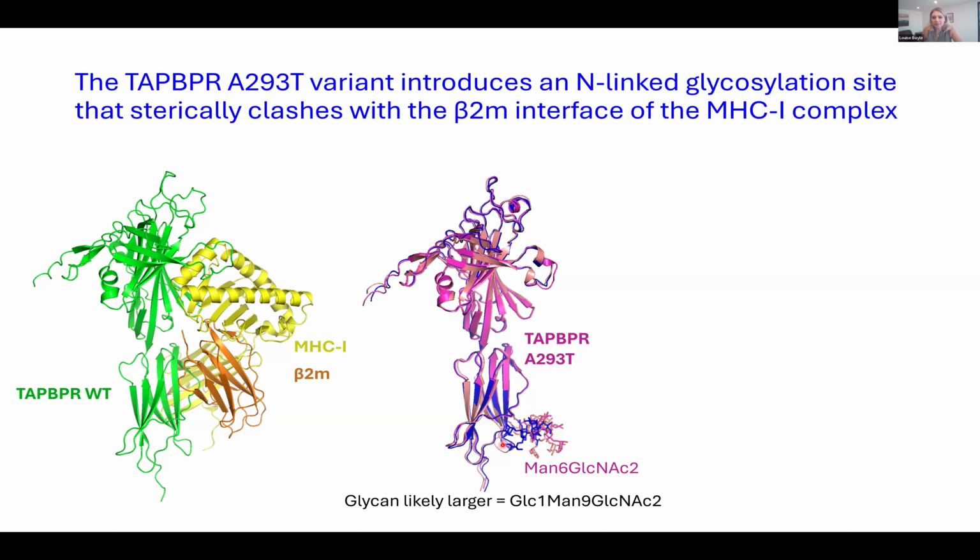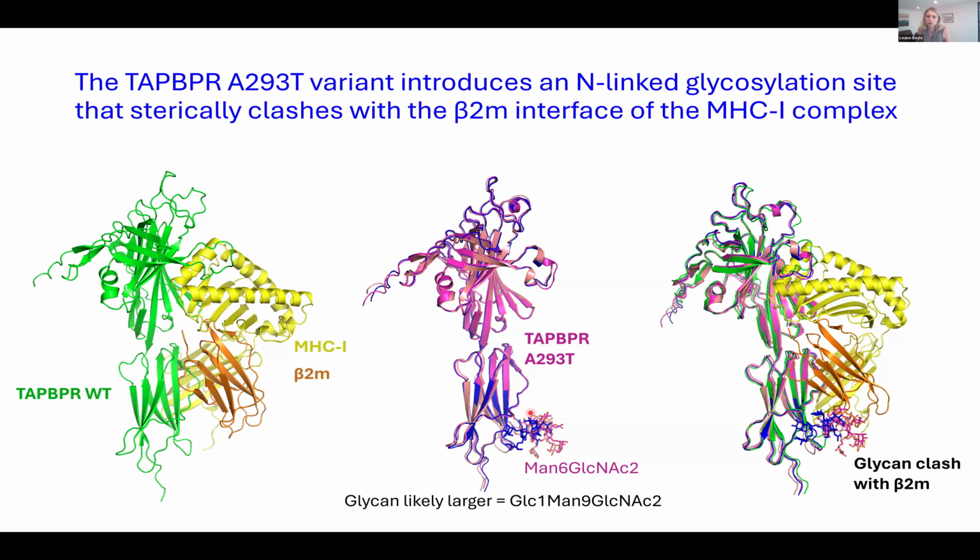Now it's worth noting that AlphaFold currently can only add glycans with 8 sugars attached, and the one on TAPBPR, which would be present in the ER, we would predict to be bigger and would likely be comprised of 11 or 12 different sugars, so it should be substantially bigger than what we've modelled here.